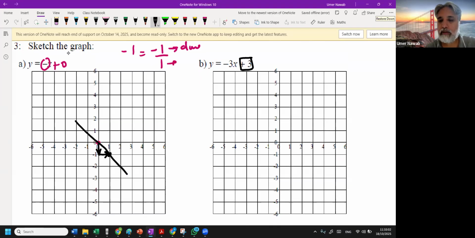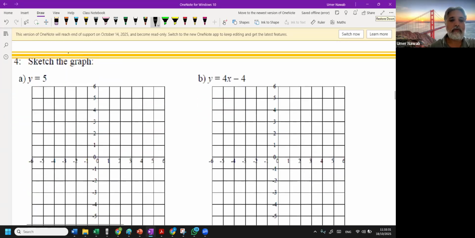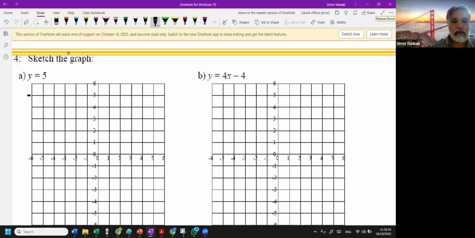Now 3 is your y-intercept. I need to stand on 3. -3 is your gradient. I can call -3 as -3 over 1. -3 means 3 down and 1 right. 3 units down, 1, 2, 3, and 1 unit right. So this is my final point. Can I draw a line passing through these two? Yes. y is equal to 5. This is y is equal to 5. Horizontal line. This is a horizontal line.